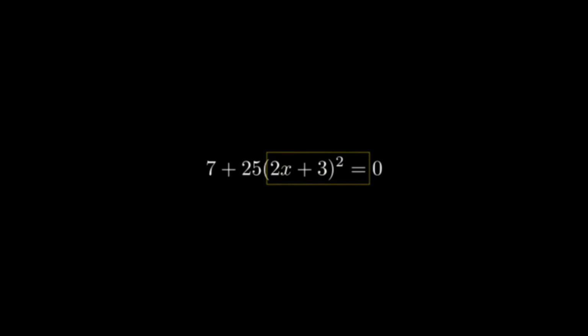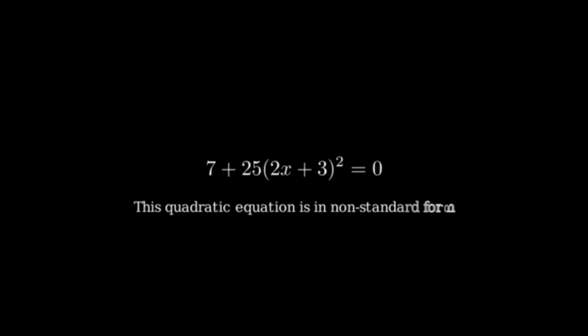Instead of having x squared directly, we have a more complex expression squared, which will require special handling. When we see a non-standard form like this, we shouldn't immediately try to expand everything. Instead, we should look for a more elegant approach that takes advantage of the squared term structure. The presence of this squared binomial suggests we can solve this equation without having to fully expand and factor. We'll see how this approach can be much more efficient.